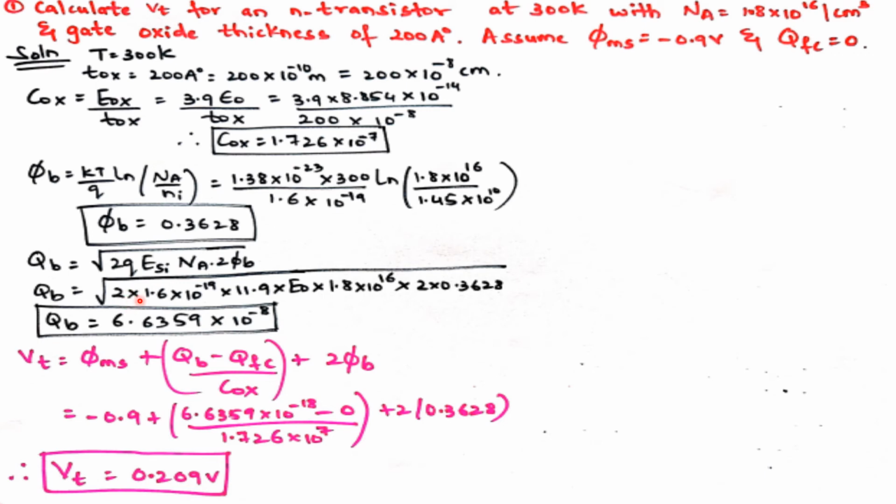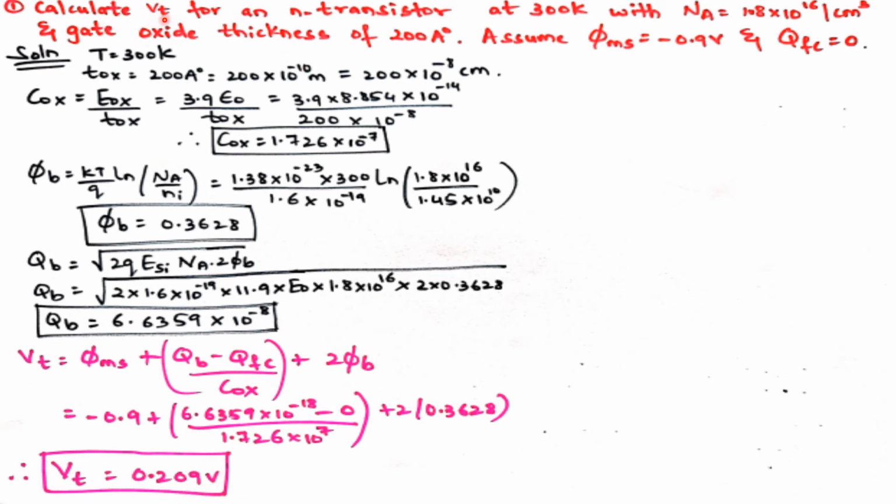So Q value 1.6 into 10 raised to minus 19. Permittivity of silicon is 11.9 times of epsilon naught. Na value is given as 1.8 into 10 raised to 16, and phi b is 0.3628. So once you substitute and simplify, Qb will be 6.63 into 10 raised to minus 8. So substituting all these in threshold voltage formula, threshold voltage is 0.209 volt.